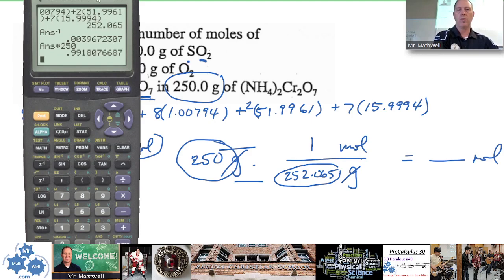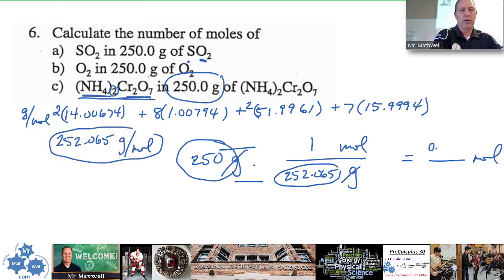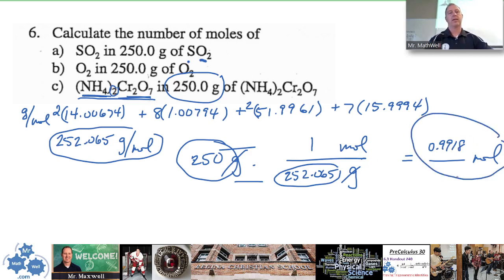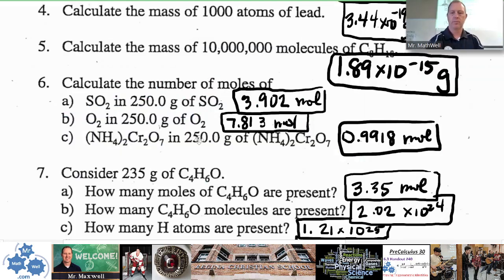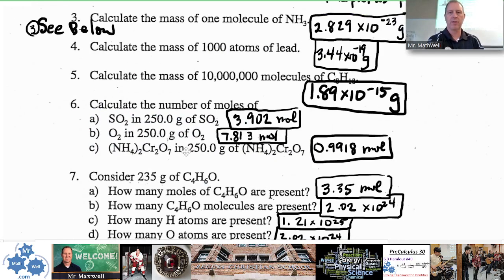So what did I say, more than a mole? We have 250. Apologize. I think I said we should have a little bit more than 1 mole. We have a little bit less because 250 is just a little bit less than 252. My mistake. So 0.9918. All right. 0.9918 moles of ammonium chromate. I won't make you write that down, but that's your answer for C. Let's just check that. Okay, so that's the answer I've listed there.